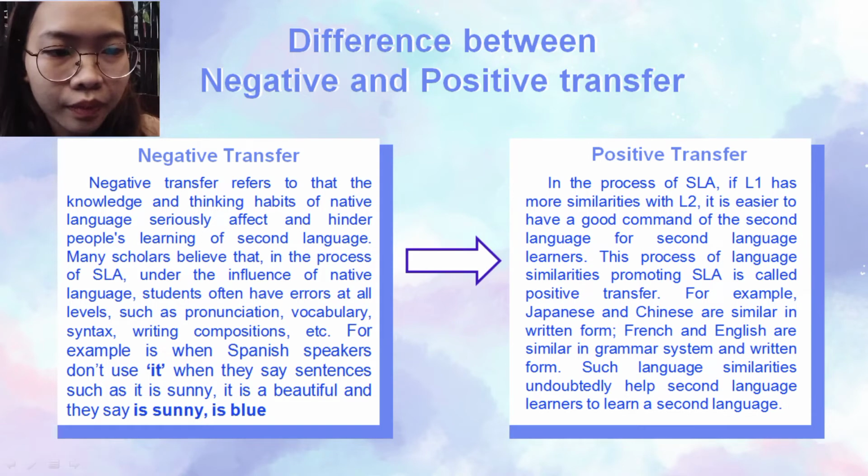Positive transfer. In the process of SLA, if L1 has more similarities with L2, it's easier for second language learners to have a good command of the second language. The process of language similarities promoting SLA is called positive transfer. For example, Japanese and Chinese are similar in written form, and French and English are similar in grammar, system, and written form. Such language similarities undoubtedly help second language learners to learn a second language.